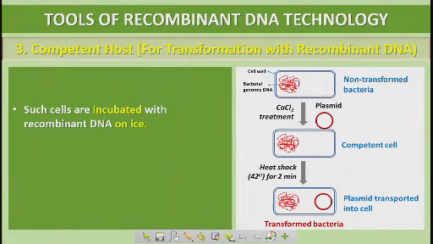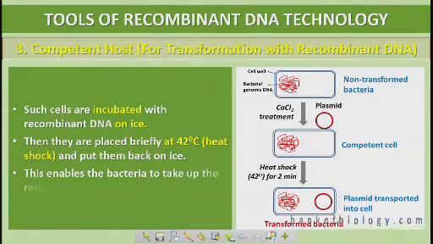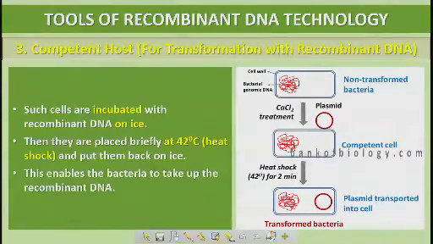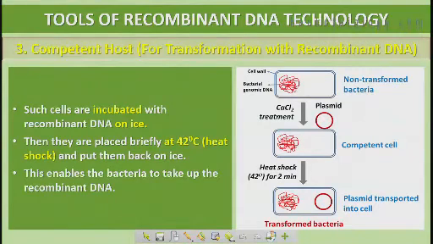Such cells are incubated with recombinant DNA on ice. Then they are placed briefly at 42 degrees Celsius and put back on ice. This enables the bacteria to take up the recombinant DNA.